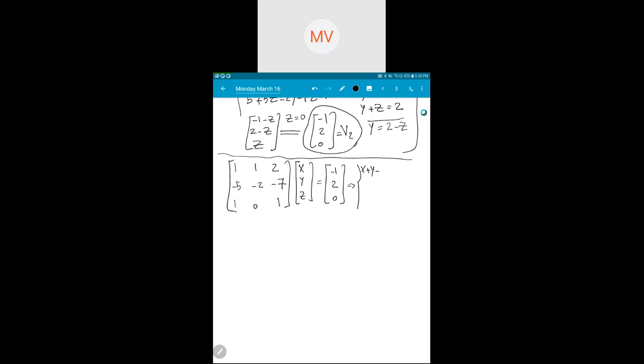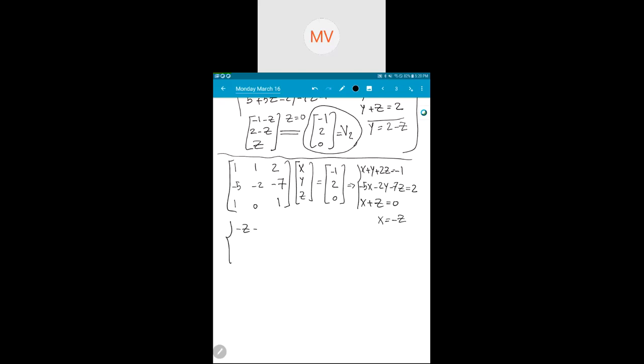So X plus Y plus 2Z equals negative 1. Negative 5X minus 2Y minus 7Z equals 2. I think next time I want to multiply both sides by negative to get rid of those stupid negatives. X plus Z equals 0. Well, at least the last one came out nicely, right? X equals negative Z. Or Z equals negative X, it doesn't matter. X equals negative Z. Okay.